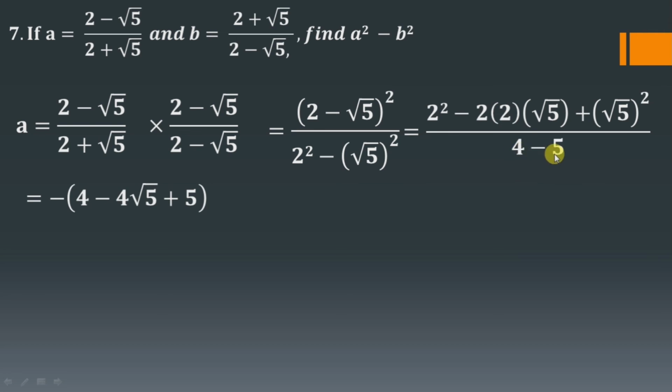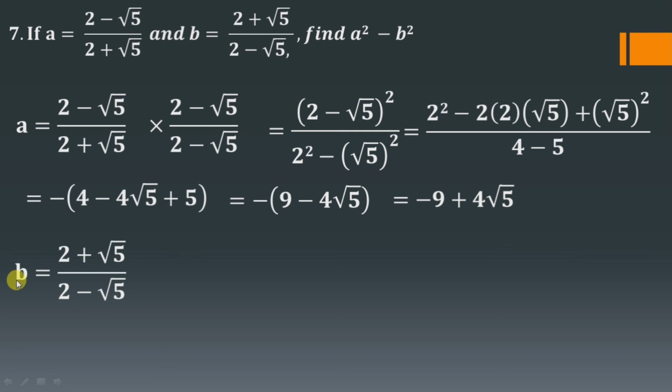and that is 4 minus 5 is minus 1, so I'll write minus. The square of 2 is 4, 2 2s are 4, 4 root 5, plus the square of root 5 is 5, so I'll get 4 minus 4 root 5 plus 5. So now, minus 5 plus 4 is 9, minus 4 root 5, so minus into plus is minus 9, minus into minus is plus 4 root 5, that is, the value of a is minus 9 plus 4 root 5.